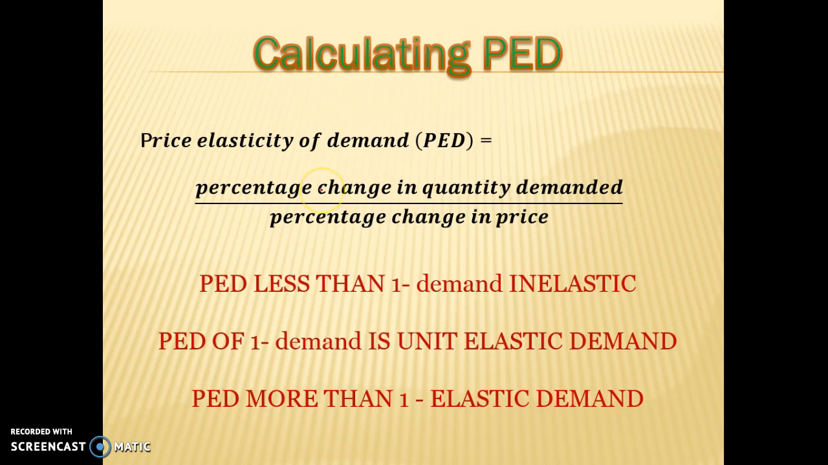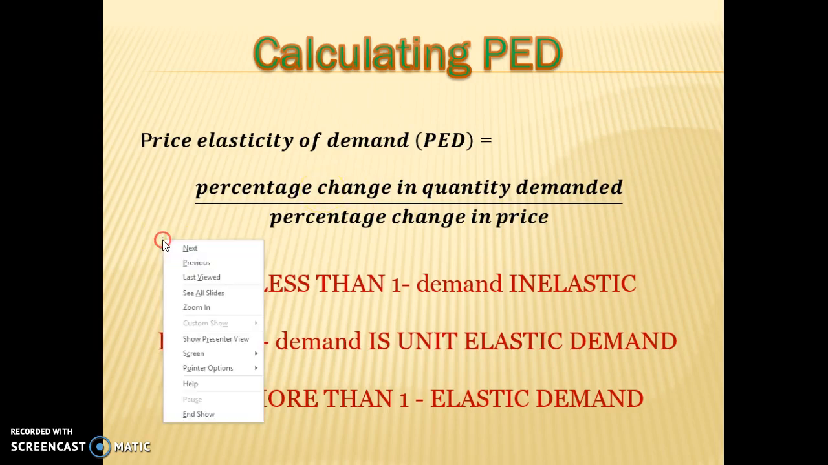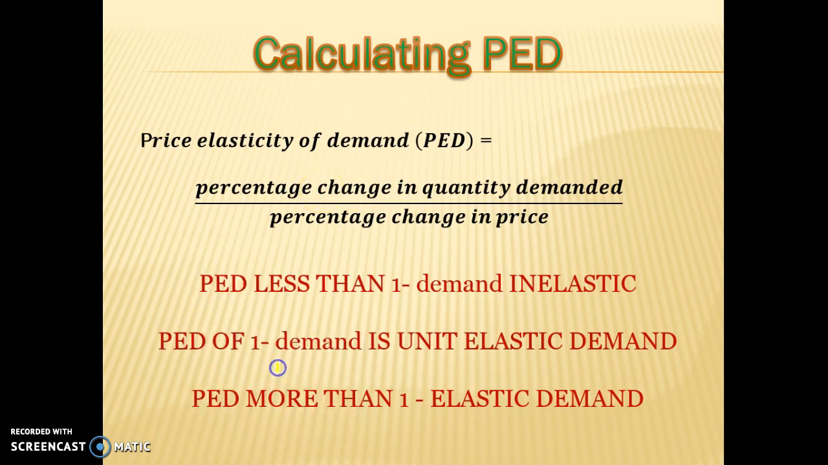So the PED is a critical formula you need to be aware of when you're looking at price elasticity. Price elasticity of demand is calculated as the percentage change in quantity demanded divided by the percentage change in price. So if a PED is less than 1, that means that demand is inelastic. And what that means is that a big change in the price, so a big change in the denominator, is only going to cause a small change in the quantity demanded. So the change in the denominator will be larger than the change in the numerator.